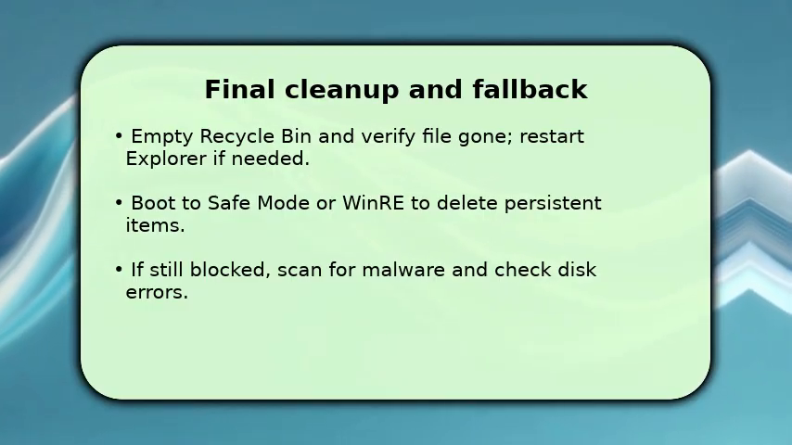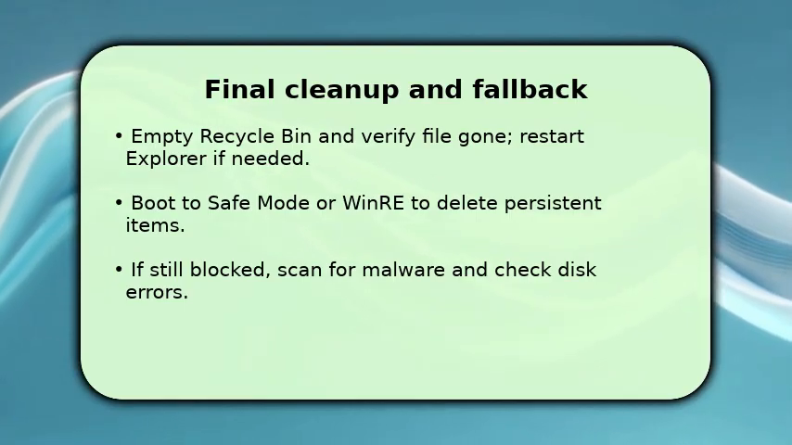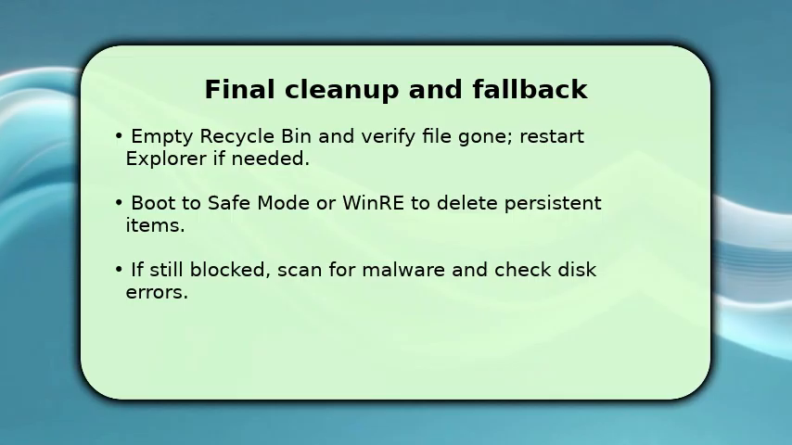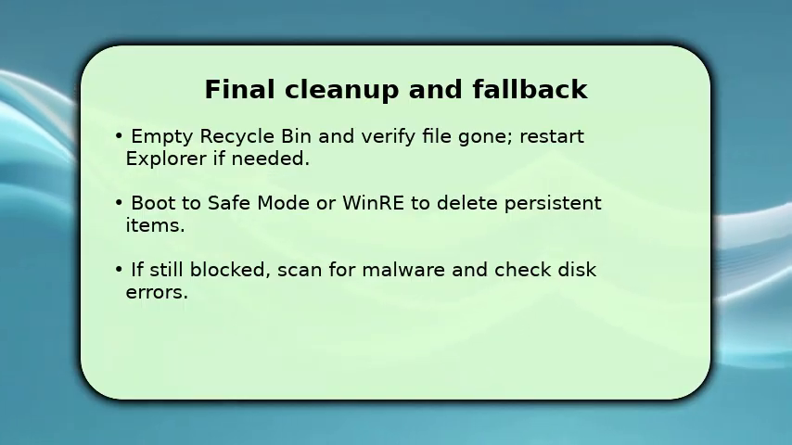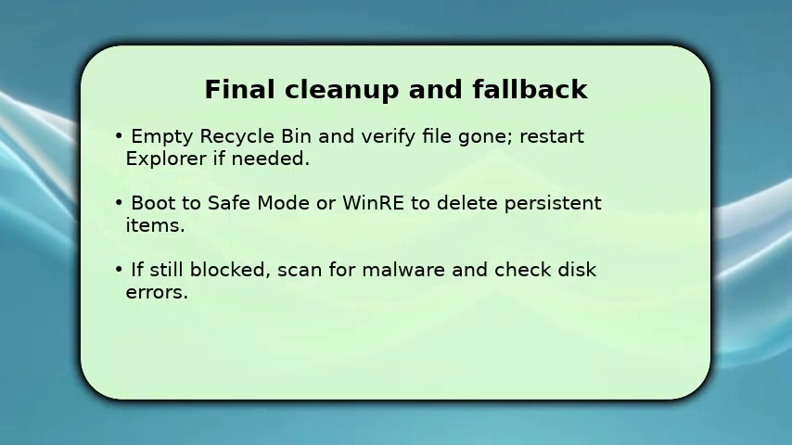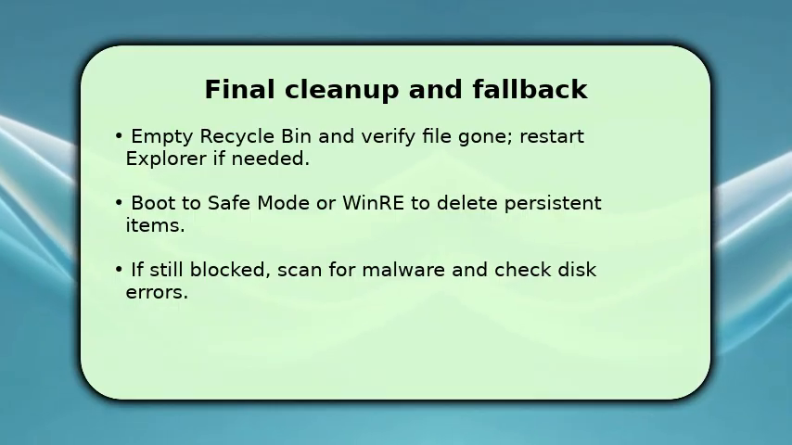If deletion still fails, reboot into Safe Mode or use Windows Recovery Environment to delete the file without normal services running. If that still fails, make sure to run a malware scan and chkdsk to repair disk errors, because persistent locks can indicate corruption or infection. Troubleshooting tip: if deletion fails repeatedly, scan for malware first to rule out malicious protection.